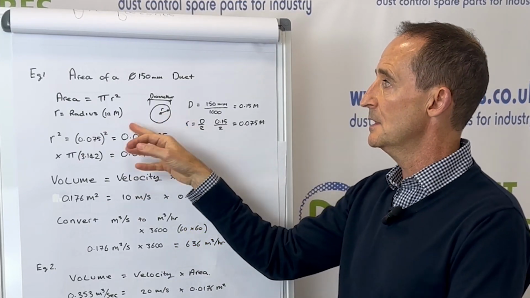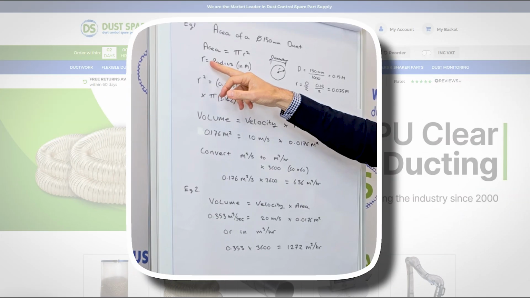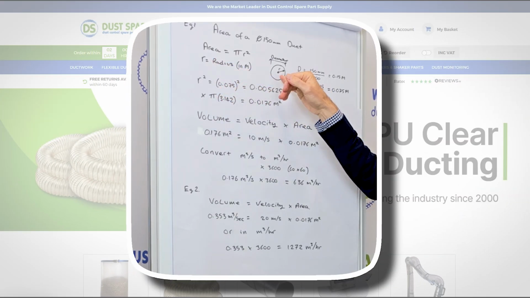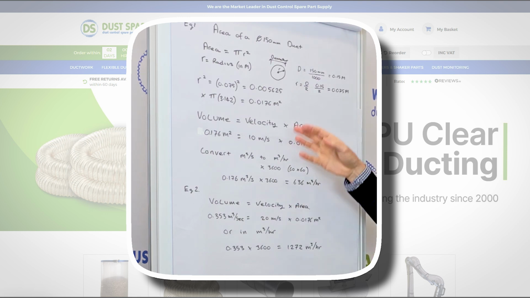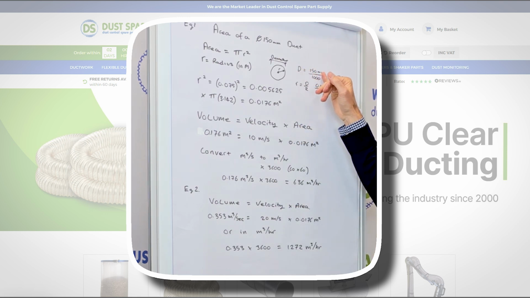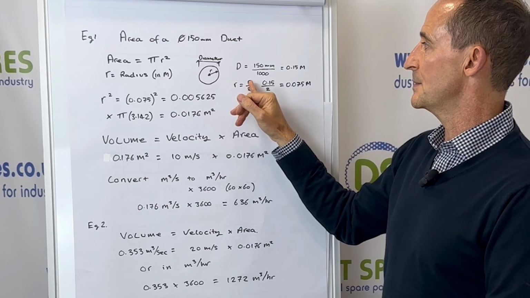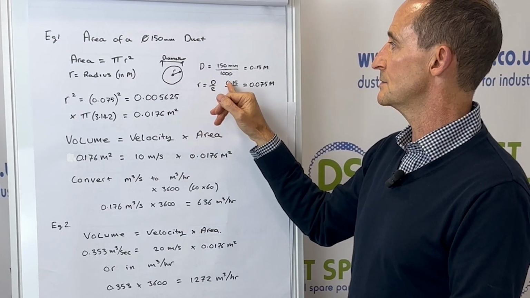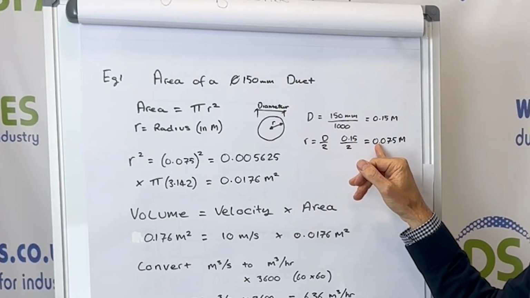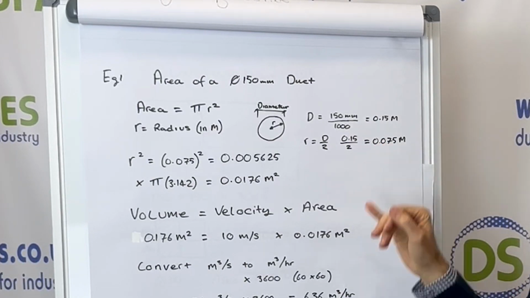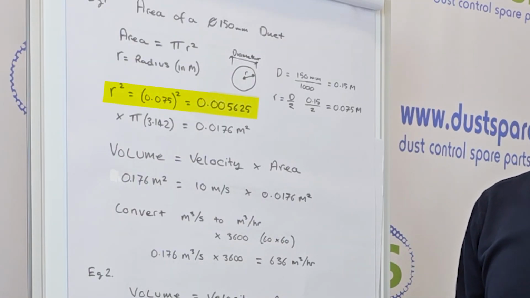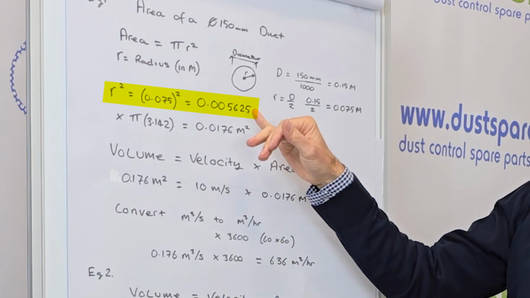So we're looking at pi times r squared, and r is the radius of the duct, so that's half the diameter in meters. So if the diameter is 150, we're going to divide that by 1000 to give us meters. So it's 0.15 of a meter, and the radius is half the diameter, so diameter divided by 2, so 0.15 divided by 2 gives us 0.075 meters. Then we can square the radius and times it by pi.